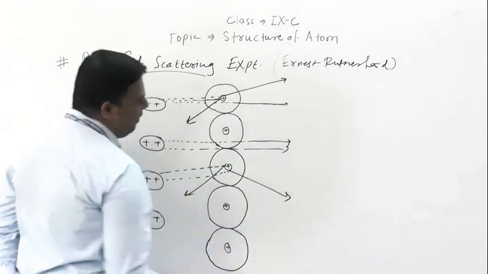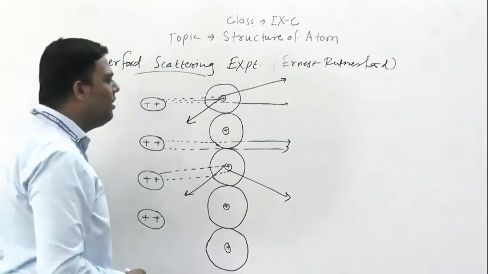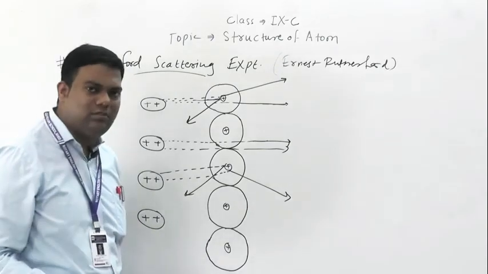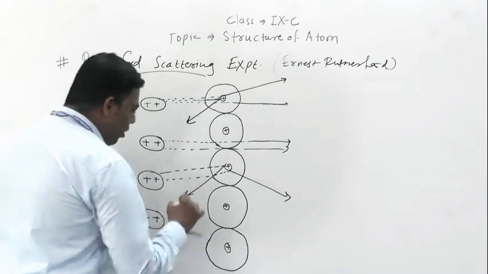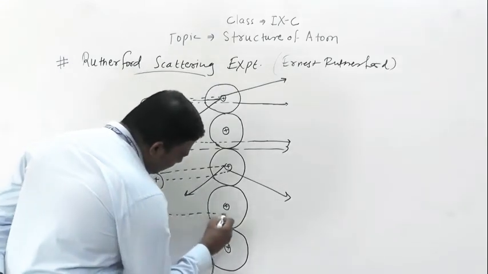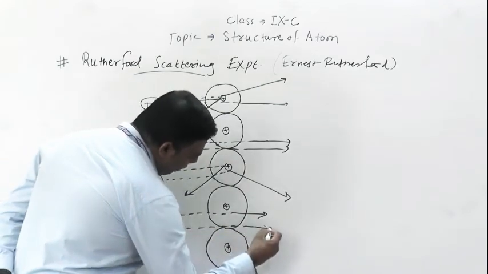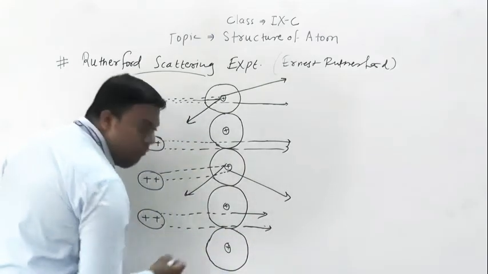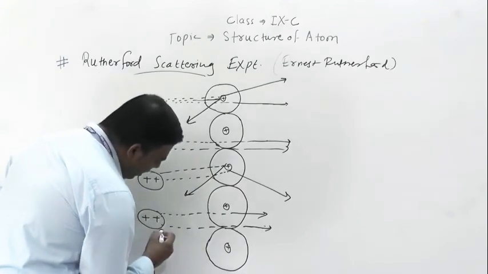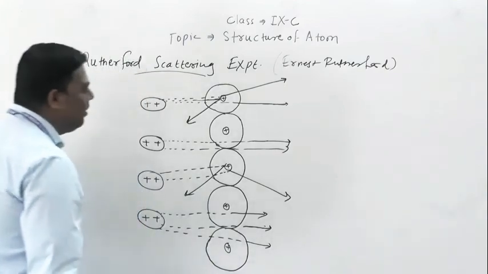Okay, some have small deflection and some are completely rebounded. Some alpha rays like that also completely rebound. So this is how they performed the gold foil experiment. Rutherford did this.